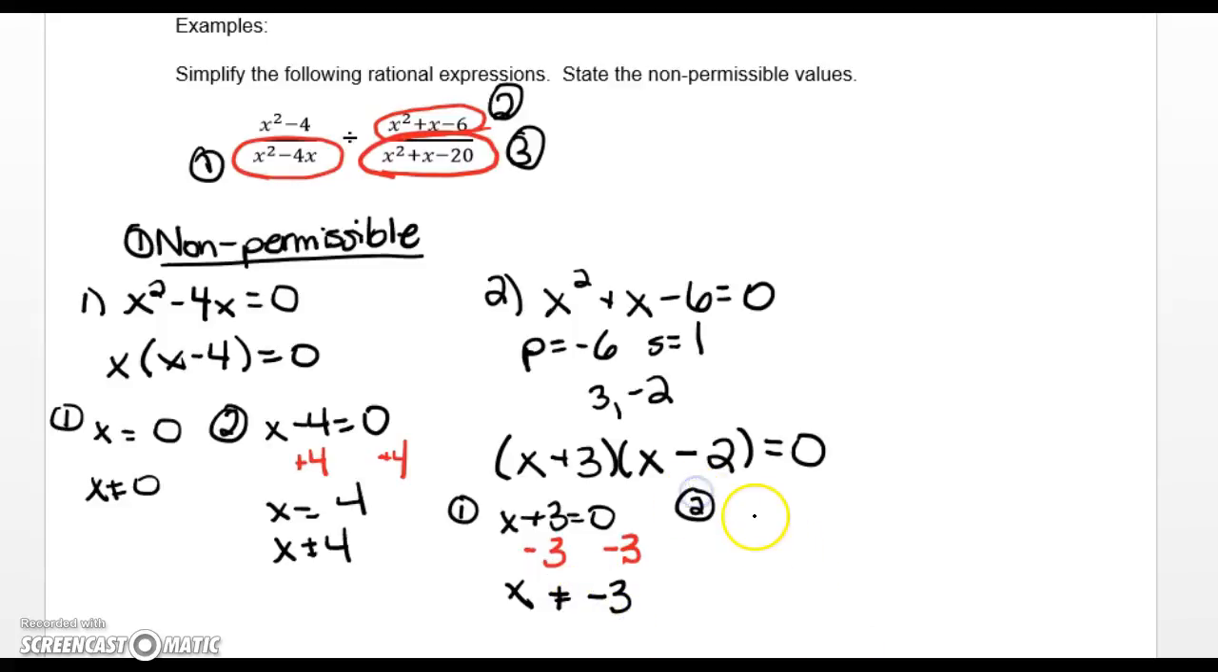Now we're going to do the same for our second factor. Here we have x minus 2. We'll set that equal to 0. We're going to add 2 because that's subtracting 2, so add 2 to each side. You will find that x cannot equal positive 2.